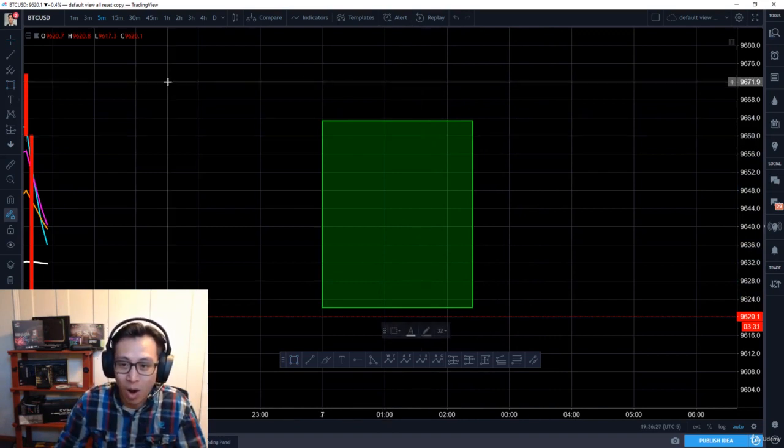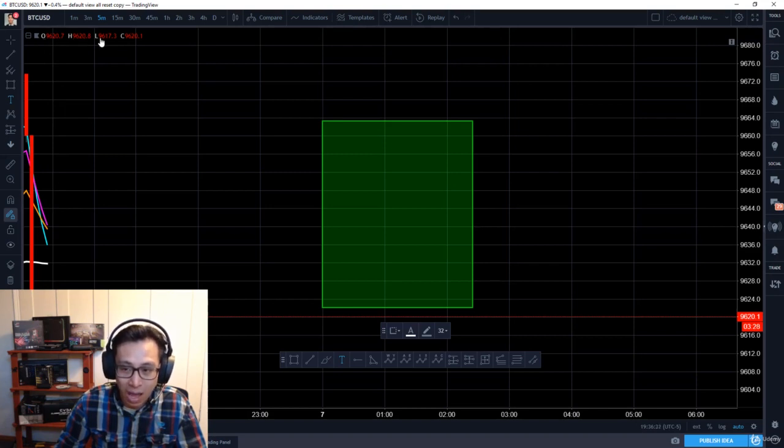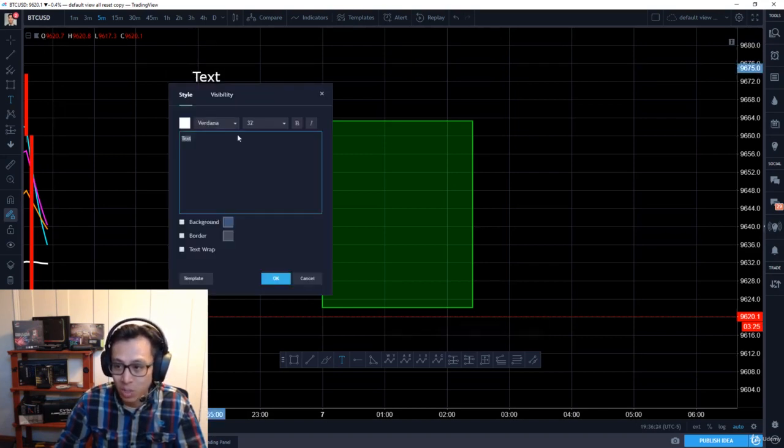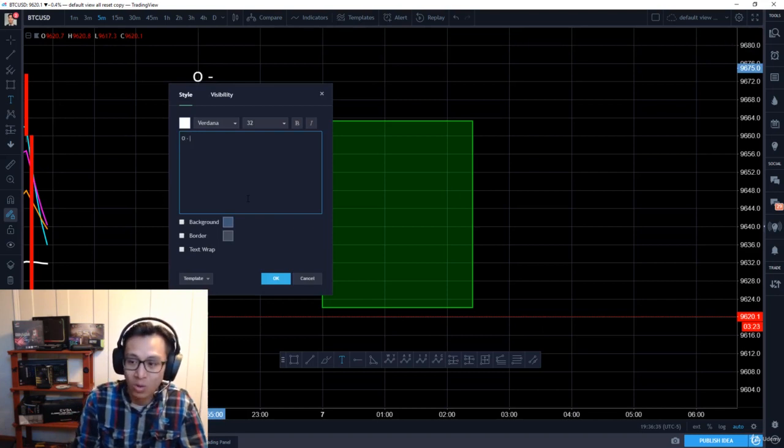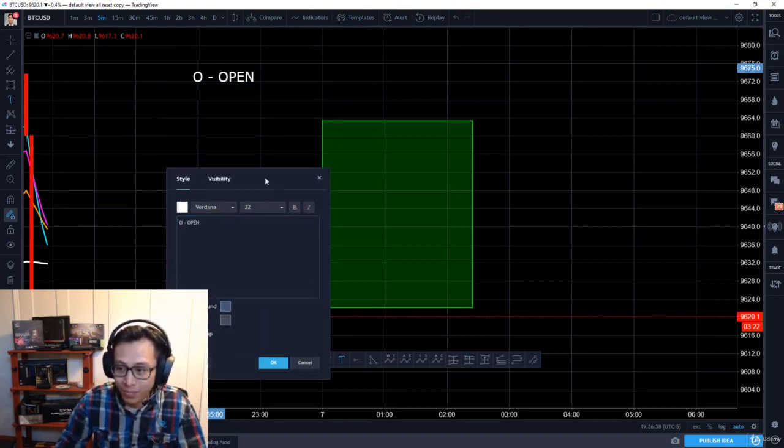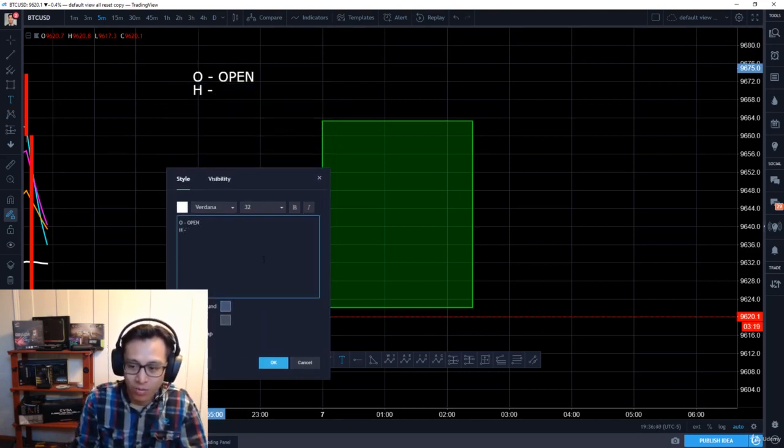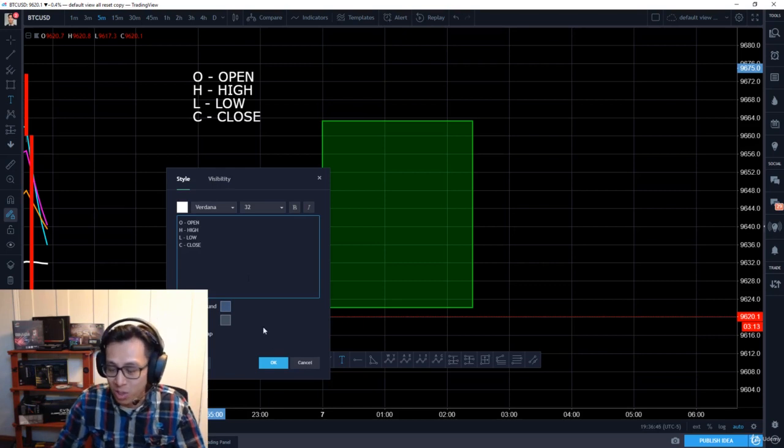Now, you guys will always see stuff like this, right? The O, the H, the L, and the C. Okay, I'm just going to write it down. This is the O, which stands for open. Okay, the H refers to the high, the L refers to the low, and the C refers to the close.